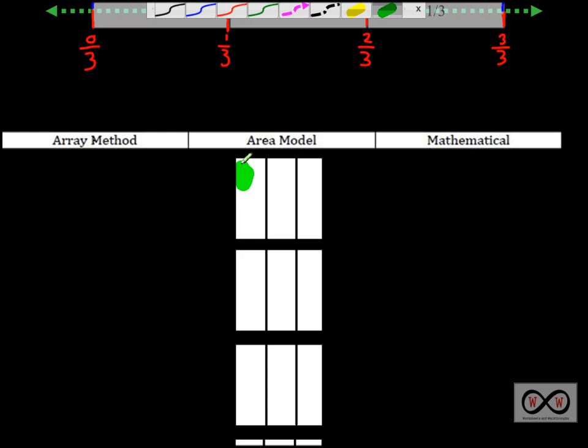So let's go ahead and shade in 1/3 of that top area model on your sheet. So you can clearly see that we've got one section out of the 3 that make up this whole shaded in. So we'll have the fraction 1/3.